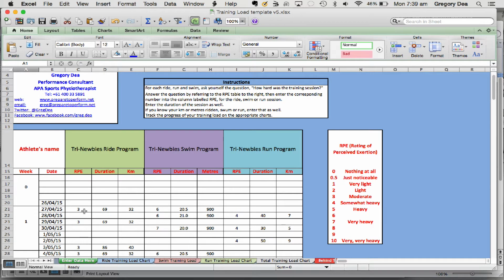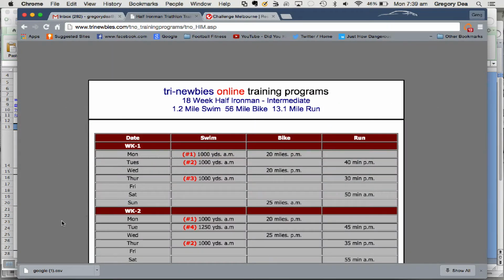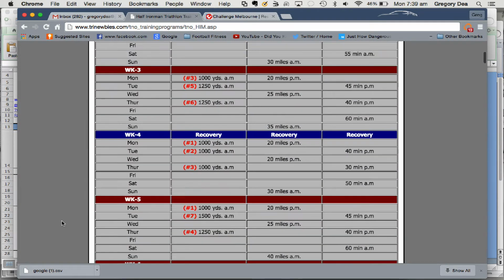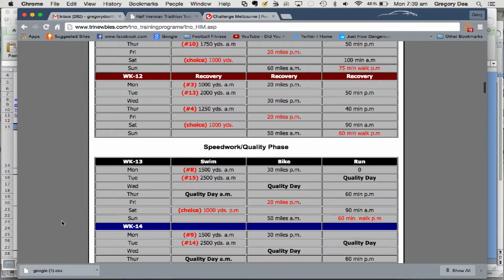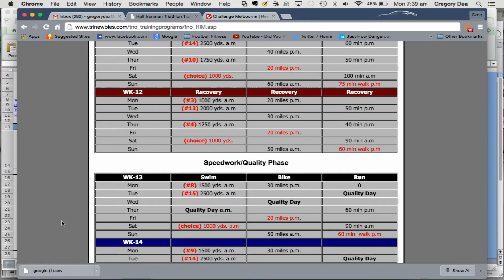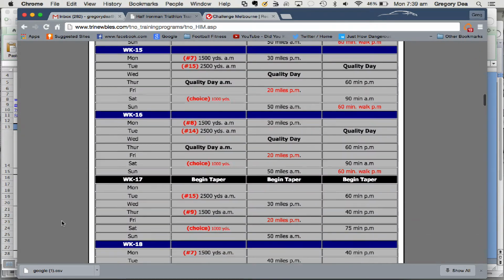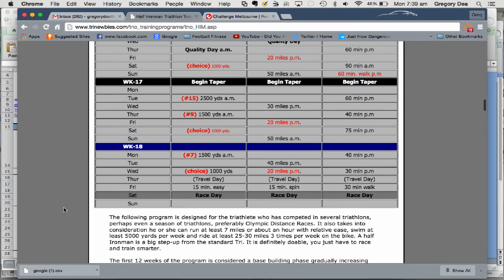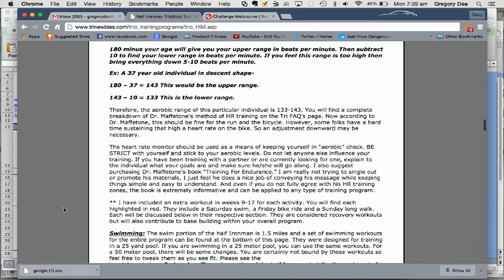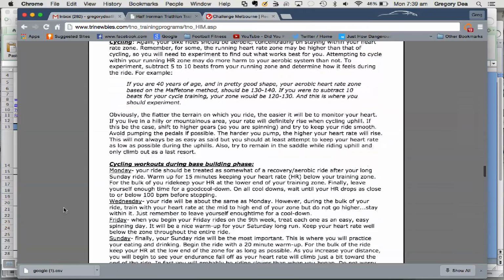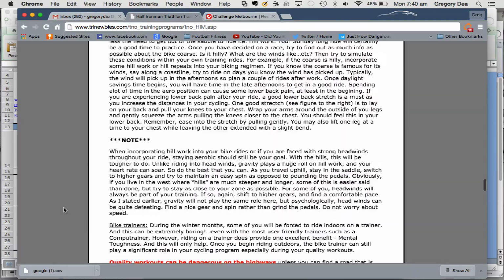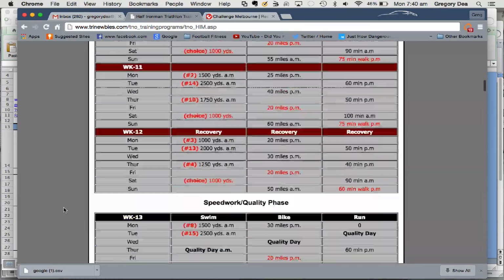Now I've set the RPEs based on estimates of the training load that has been provided by Training Newbies, which is here. Training Newbies provided an 18-week program for a half Ironman triathlon that incorporates 3 months of base work and then 6 weeks of speed and quality work, ending into a race day, with a lot of explanation further down the page about how to moderate the sessions, what they should feel like, what sort of pace they should be like. So I can put the link in my blog there.